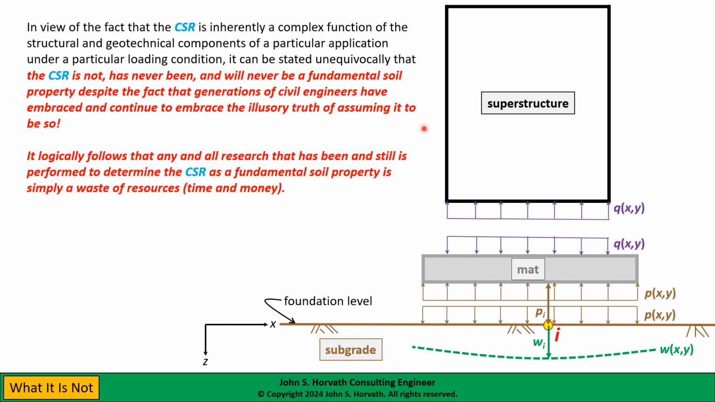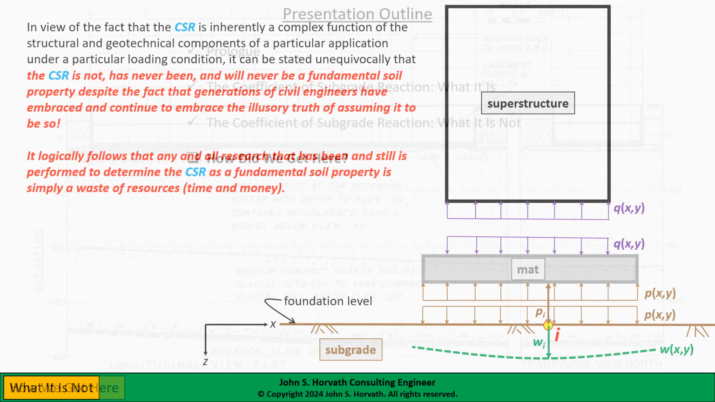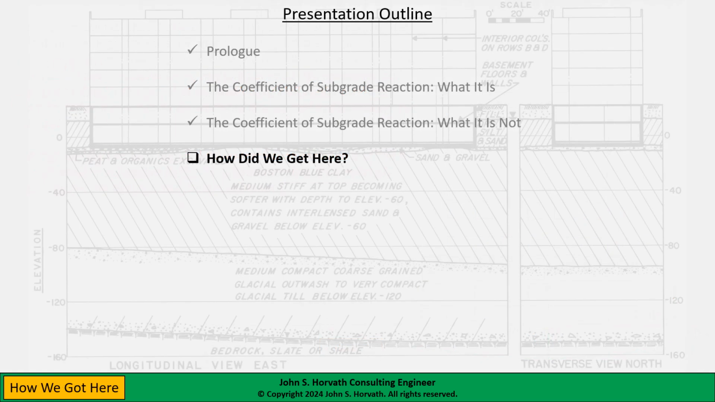It's chasing after something that does not exist. It's like trying to find a unicorn. It simply does not exist. Never has, never will be. Well, it then is a logical question, how did we get into this predicament of thinking that the coefficient of subgrade reaction is a fundamental soil property?